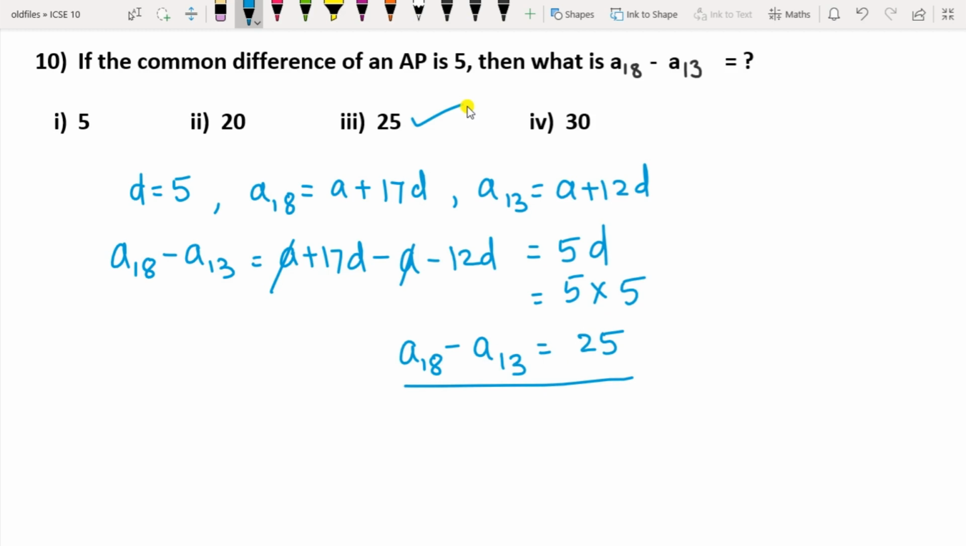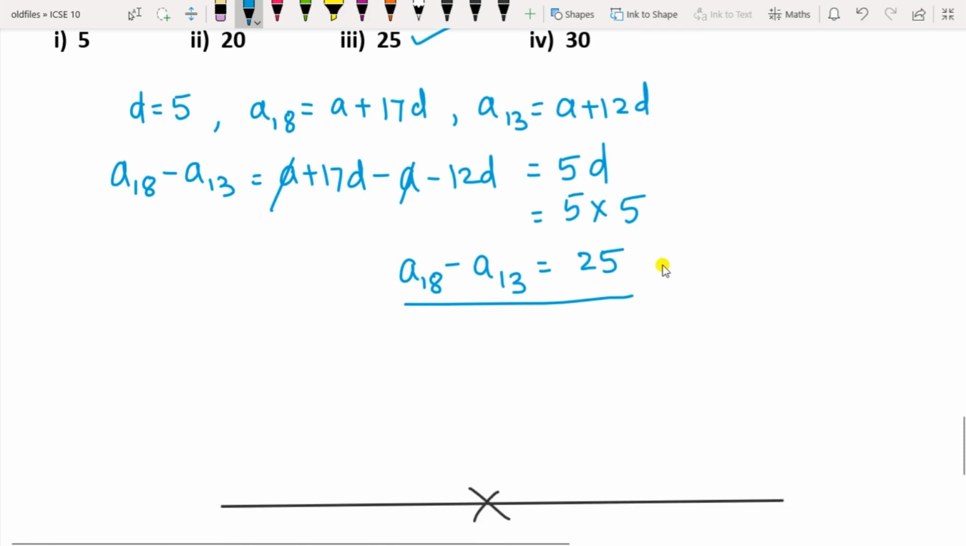So this way you have to solve the MCQs of AP. Now I will be solving still more in the next video. So that's all for now.